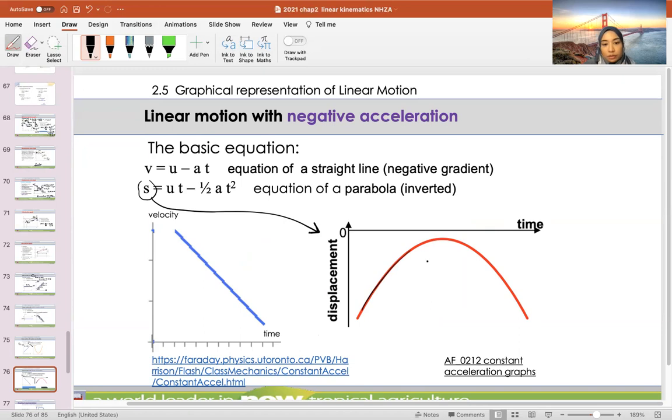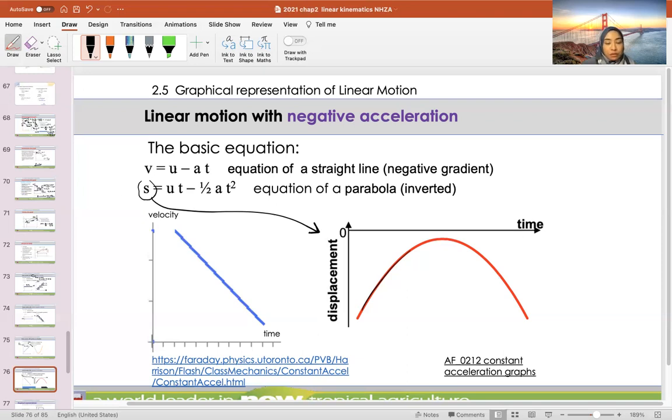Okay, so all these equations can be plotted in terms of graph. And if you don't believe me, it looks like this. You can put in the values yourself and try to plot it. You can use imaginary numbers, make your own numbers.